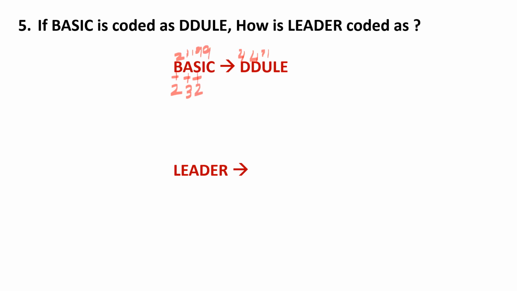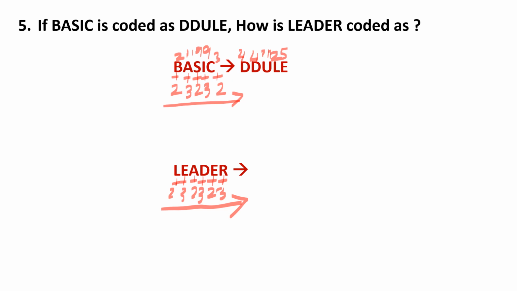Next, I is 9 and here L is 12. That is 9 plus 3. Next, C is 3 and E is 5. That is 3 plus 2 is 5. The logic is plus 2, plus 3 from the left-hand side. So plus 2, plus 3, plus 2, plus 3 from left to right.